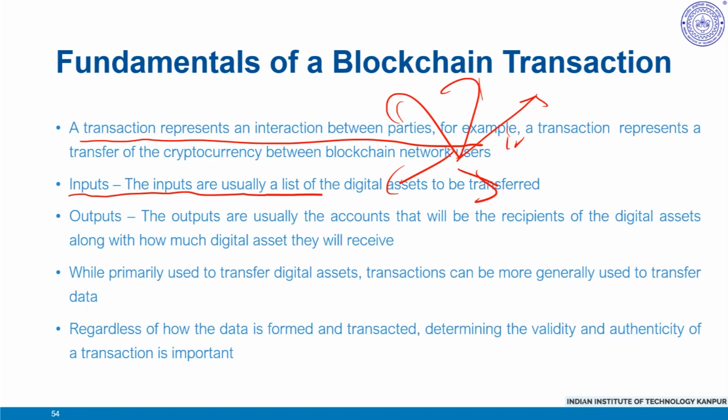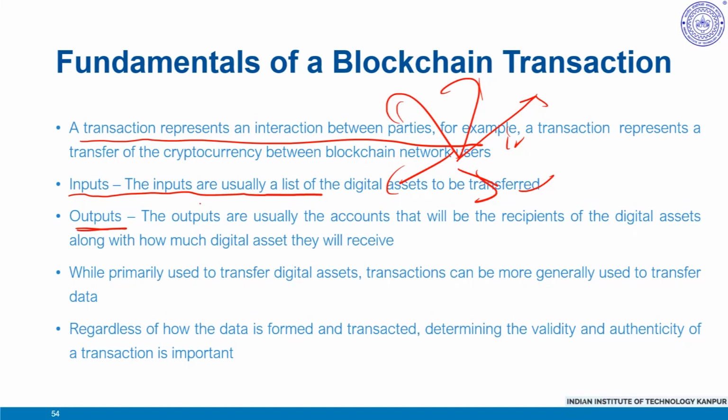The sender must also provide proof that they have access to the referred inputs, generally by digitally signing the transaction and providing access to the private key, which is in the form of a public key. So output is the next point.